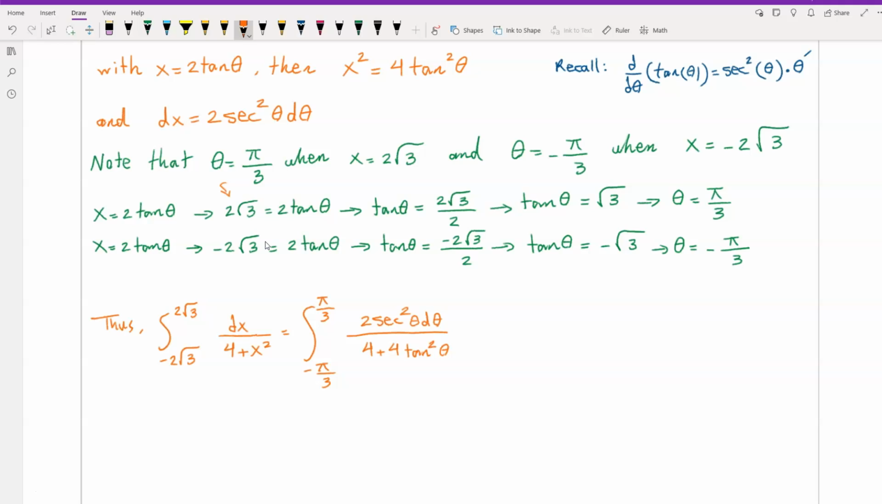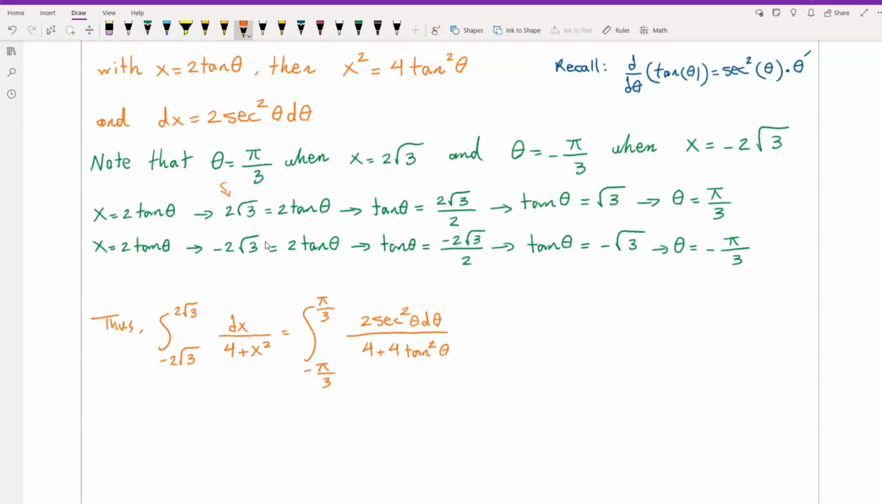And here we have negative 2 times square root of 3 equal to 2 times tangent theta. So when we have x equal to negative 2 times square root of 3, theta is negative pi over 3. And that is because tangent of negative pi over 3 is equal to negative square root of 3. So based on that, theta is negative pi over 3.